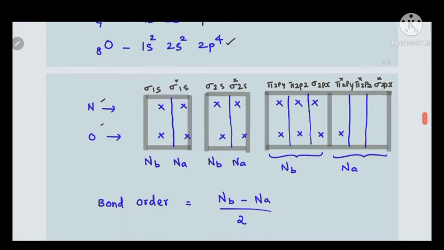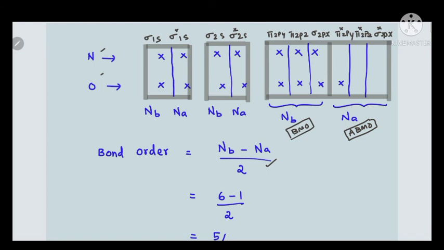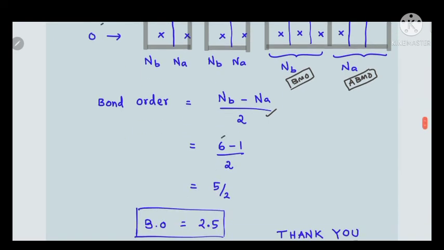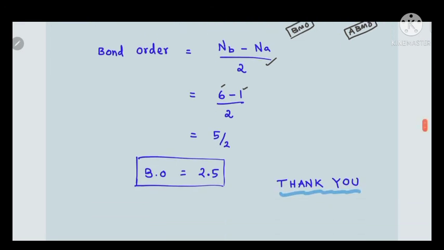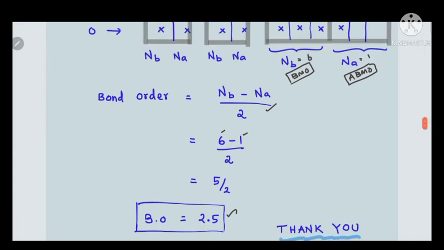In the outermost orbitals, the bonding molecular orbital (BMO) contains 6 electrons, and the anti-bonding molecular orbital (ABMO) contains only 1 electron. Now let us substitute in the formula. Nb is 6, Na is 1, so 6 minus 1 divided by 2 is 5 by 2. So the bond order is 2.5. I hope you are able to follow how to predict the bond order of a molecule by this simple way of writing the electronic configuration.